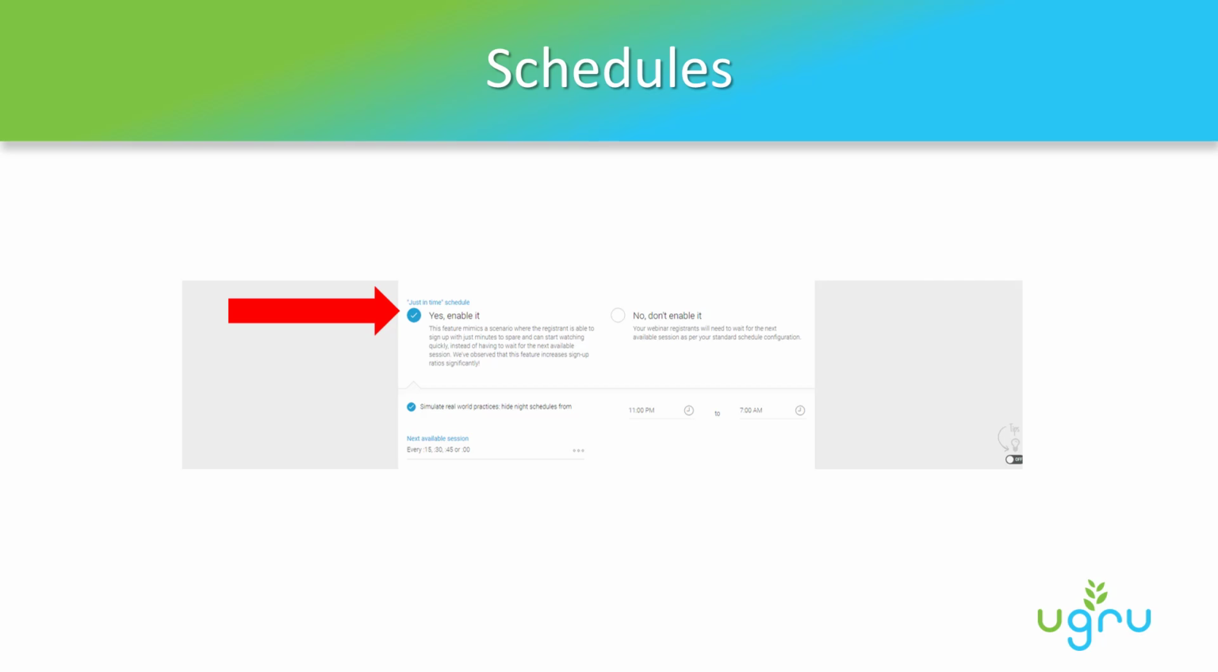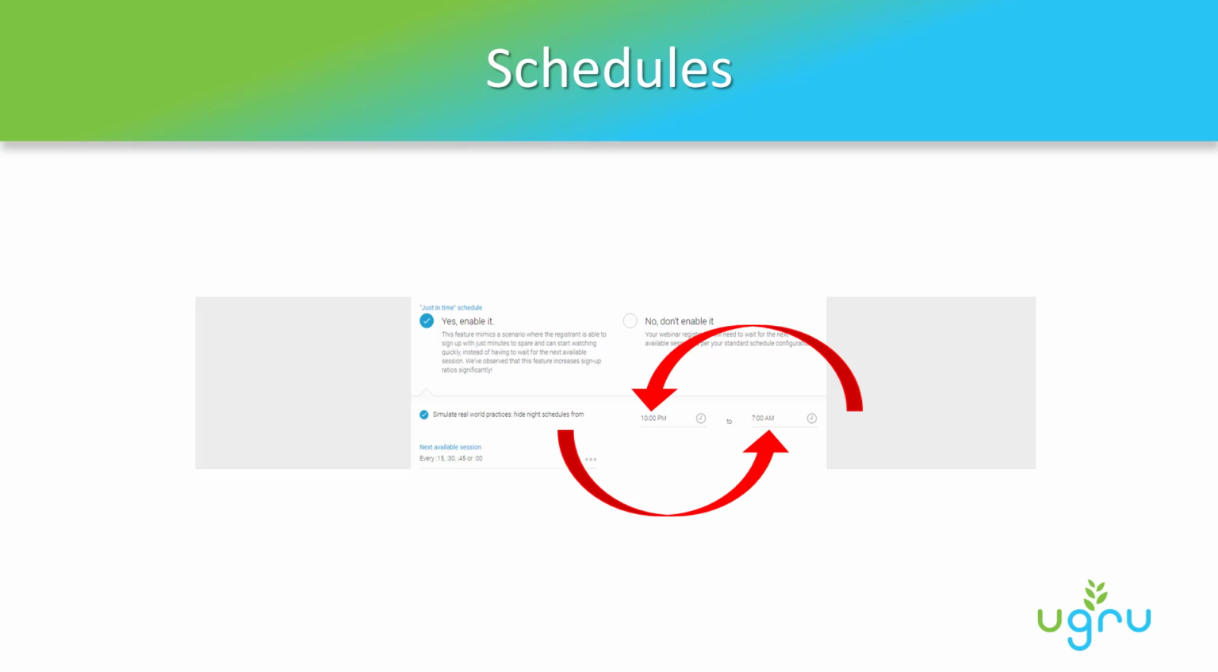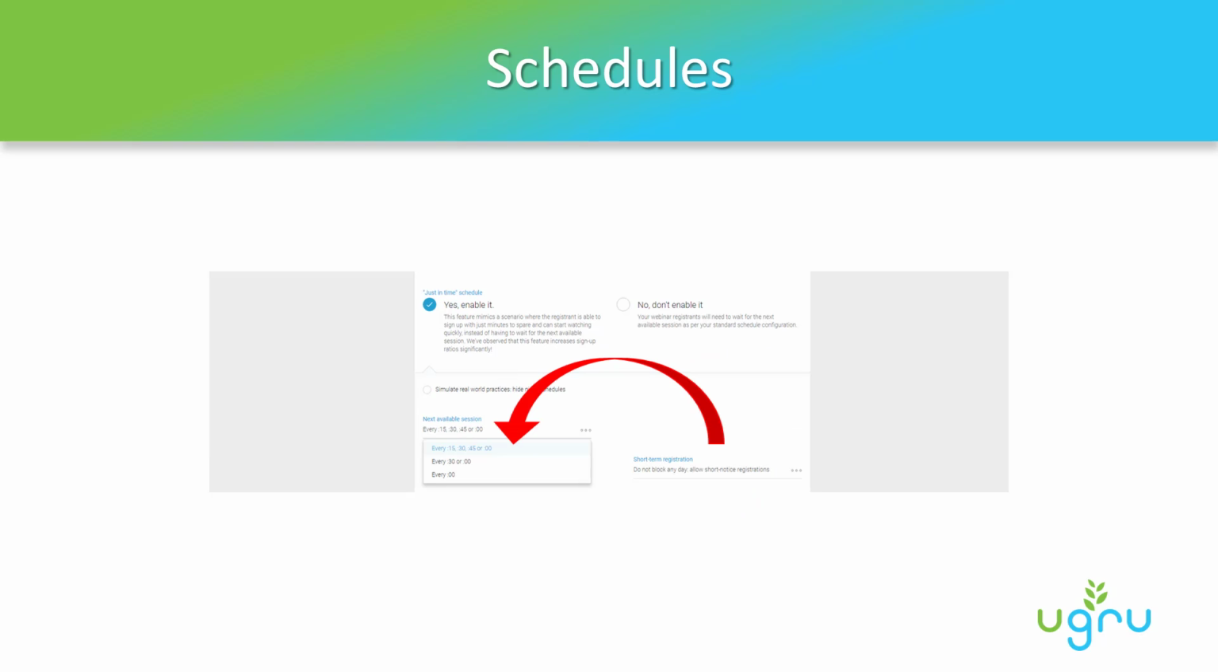under the just-in-time schedule field. Now, if you want to hide your schedule at night to give it more of a live feeling, select the times in which you don't want people to register. For example, restrict registrations from, let's say, 10 p.m. to 7 a.m.